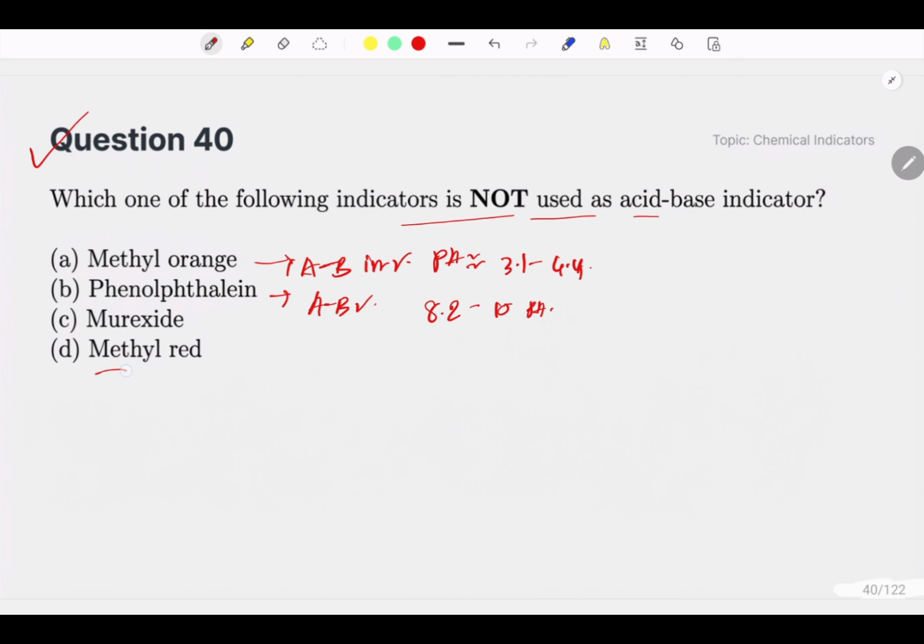And another is methyl red, which is known. This is also an acid base indicator, and its pH range is about 4.4 to 6.2. And murexide, I don't know about this. So we know that the other three are acid base indicators, so the correct answer will be C.